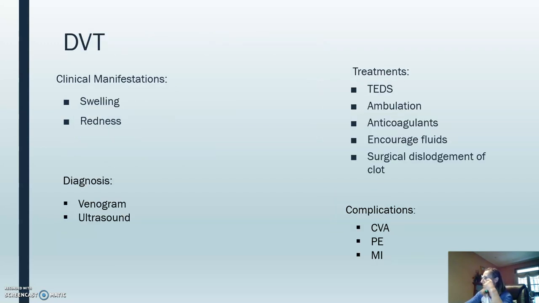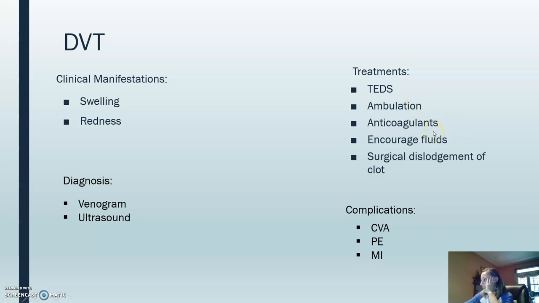So DVT is a deep vein thrombosis. This is usually in an extremity. It's a clot of some kind. It causes swelling and redness in that area, sometimes painful to touch. We would diagnose it through a venogram or an ultrasound. Our goal is to prevent this, so we want to make sure they're ambulating as soon as possible, with the help of physical therapy. We're putting TED stockings on.